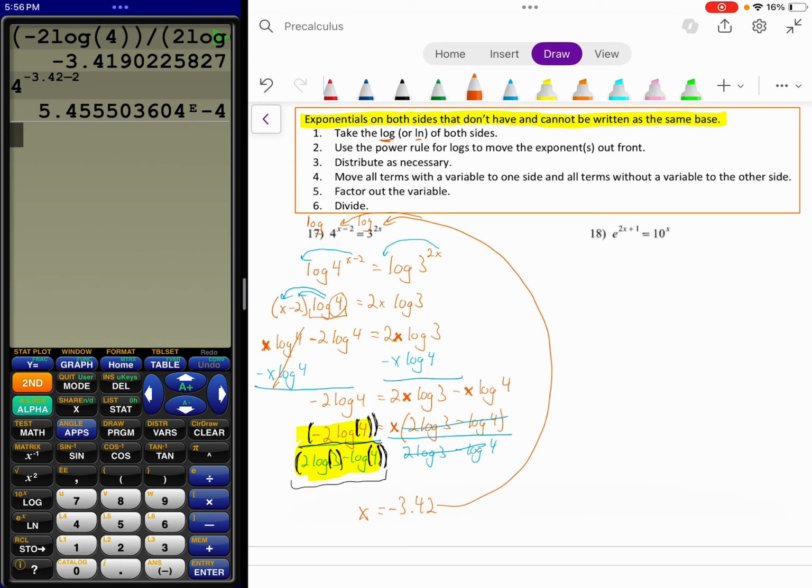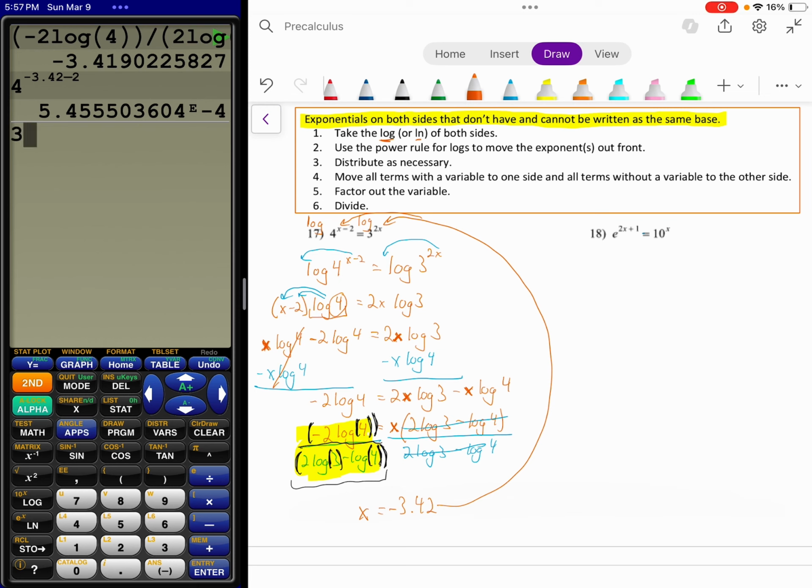That says, oh, it's a very small number. 5.455 to the negative 4th power. So that really means move that decimal over 4 places. Well, this is going to be interesting.